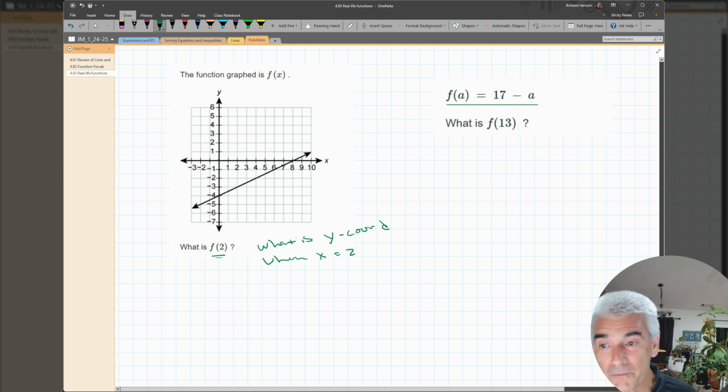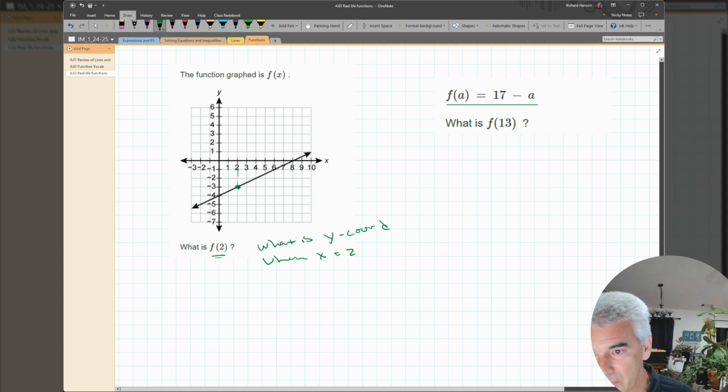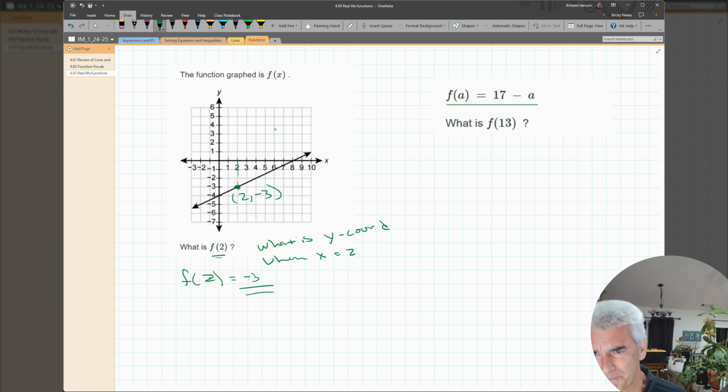Okay, so I'm going to go over my graph. This is really easy to do. I'm going to go over to x equals 2, and I'm either going to go up or go down till I reach my graph. There. What does it look like the coordinates of that point are? 2, comma, looks like negative 3. So then we would say f of 2 equals negative 3. That's it. When they give you the graph, you just have to use it to go up or down until you hit it.